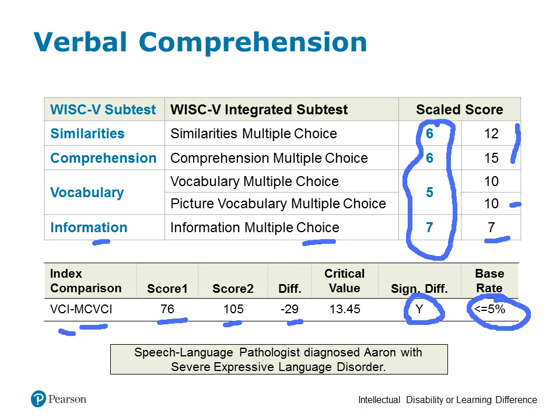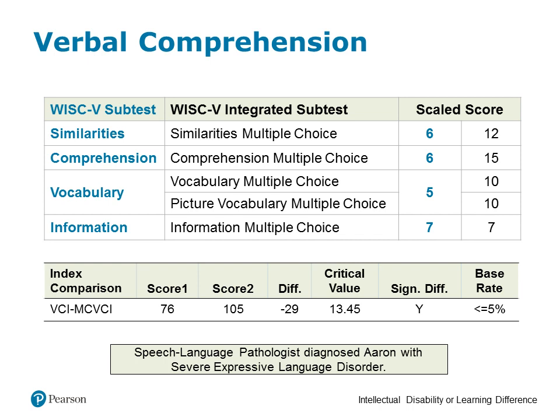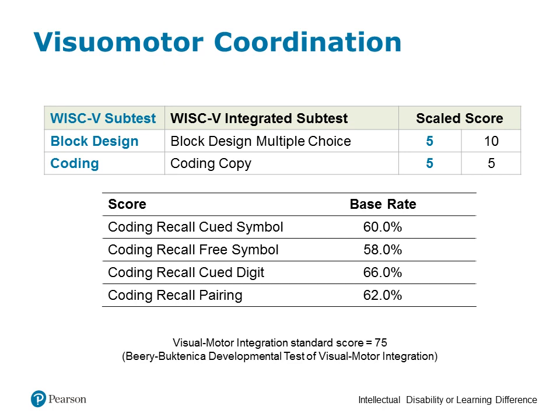Here is another thing that supports our hypothesis, which we've now confirmed, and that is that concurrent with our evaluation, the speech-language pathologist also evaluated Aaron, and based on her test results, she diagnosed him with a severe expressive language disorder. The other area that we had questions about was maybe the visuomotor coordination tasks on WISC-V, like block design and coding. And notice for block design multiple choice, when we removed those visuomotor coordination demands, his scale score improved to 10.